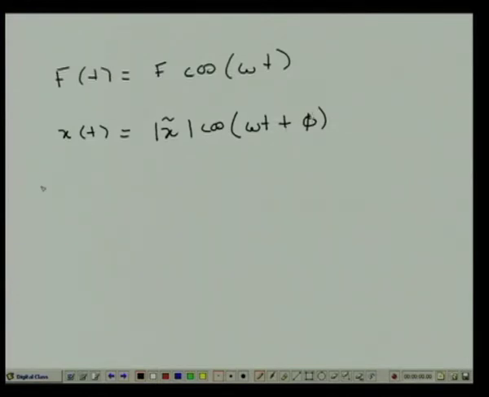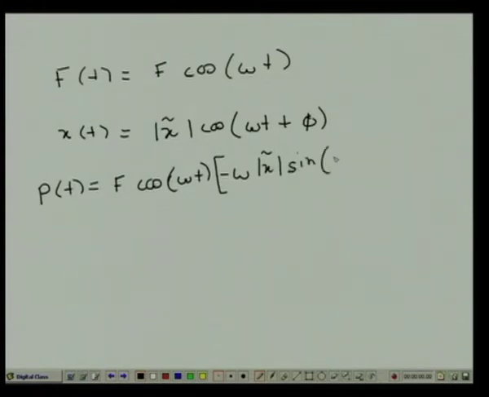So, there is a phase difference between the oscillations and the force, and that is what is there in the phi. Now, when you wish to calculate the instantaneous power P(t), you have F cos omega t, and you multiply this with the derivative of the displacement x(t). When you differentiate x(t), the derivative of cos(omega t plus phi) gives you a factor of minus omega, and then you have the mod of x tilde, and sin(omega t plus phi).